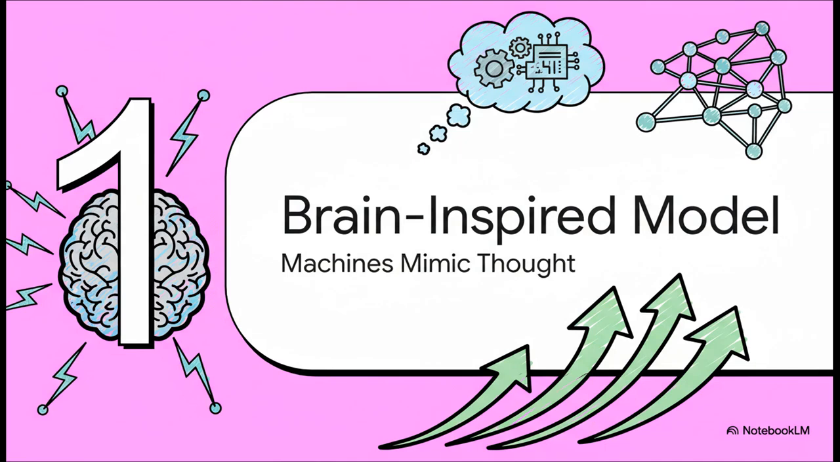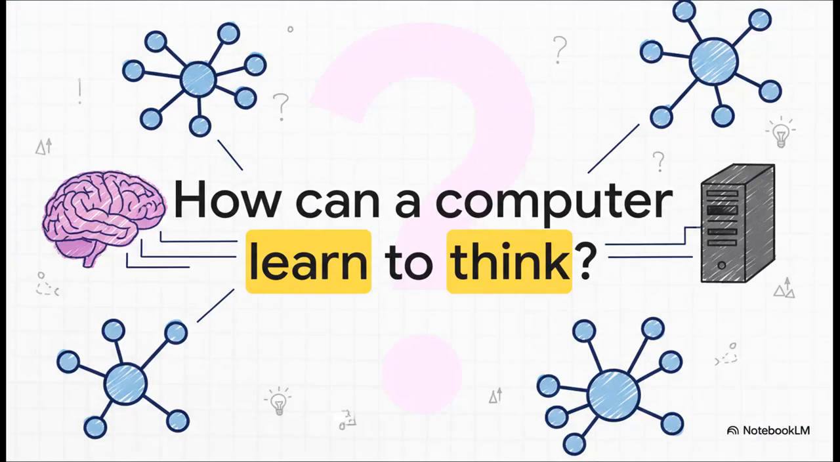Okay, so first things first, where did this wild idea even come from? Well, it all started by looking at the most powerful learning computer we know of, the human brain. I mean, this is the million-dollar question, right? For a long time, we tried to program computers with tons of if-this-then-that rules. But that's super brittle. So the real pioneers of AI asked a much better question. What if, instead of programming rules, we built a machine that could learn from experience, kind of like we do?